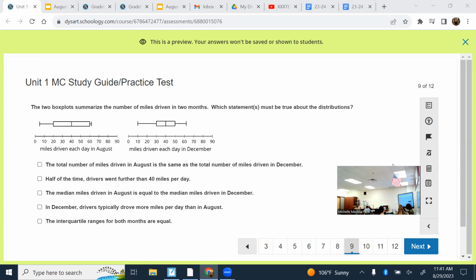The total number of miles driven in August is the same as the total number of miles driven in December. True or false? The total number of miles driven in August, which is this one, is the same as the total number of miles driven in December. Oh, false. Where do you look to determine that?